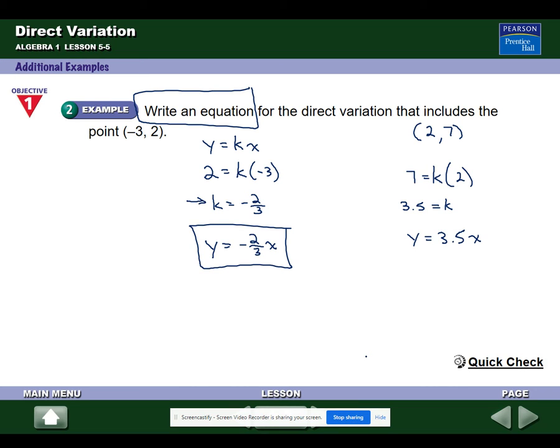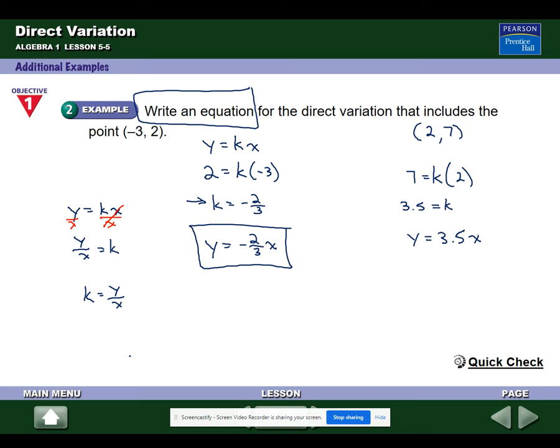Now think about this. Didn't we do the same thing both times? Didn't both times we plug something in for x and something in for y, then divide both sides by whatever that x value was? Think about it in general terms now, just y equals kx. If I wanted to get k by itself, you could divide both sides by x. This would be y over x is equal to k. The x's would cancel, and you've got k is equal to y over x. If you read through your textbook, you'll even see that k is equal to y over x.